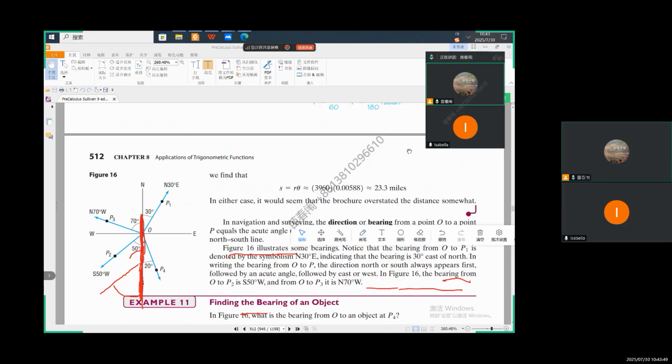And then he asked, number 11: In figure 16, what is the bearing from O to the object at P4? Figure 16. Okay, P4. So O2 here.